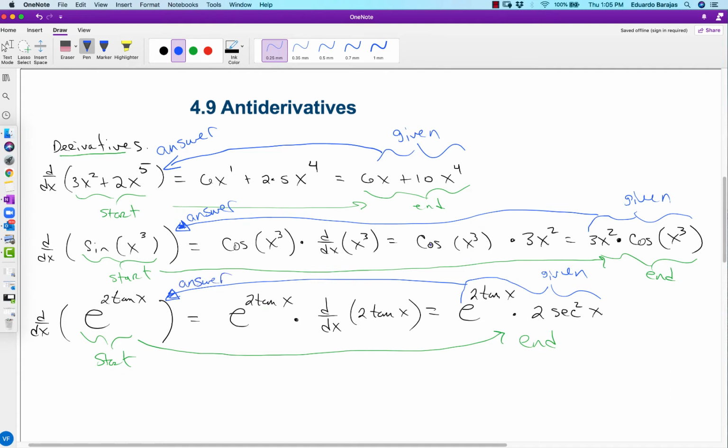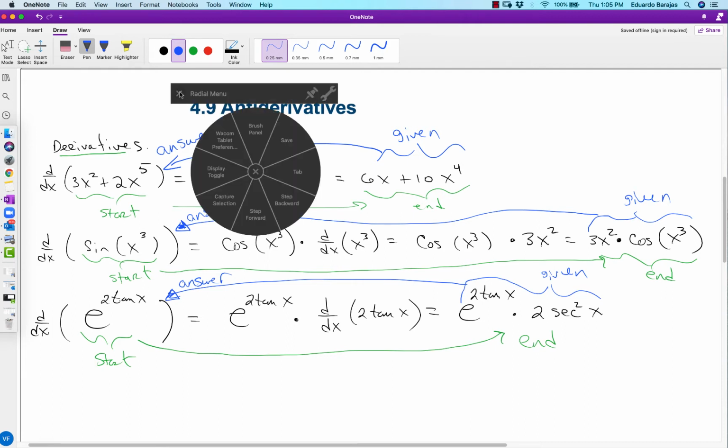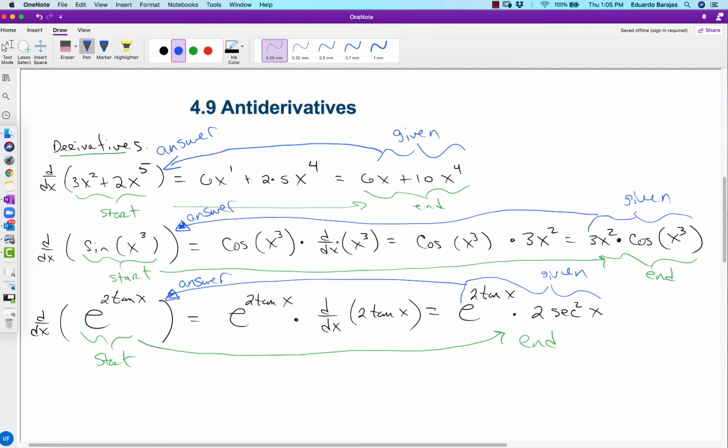Good. Going backwards, reversing. The process of reversing can be referred to as finding the antiderivative. Find the antiderivative. Good. So find a derivative, that's the green one going this way. Find the antiderivative, that's this blue one going backwards. Going in reverse. That's the antiderivative.